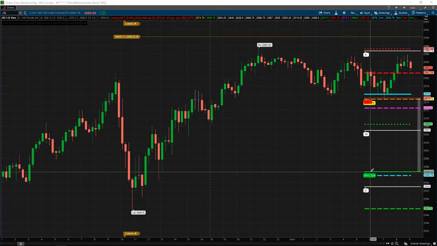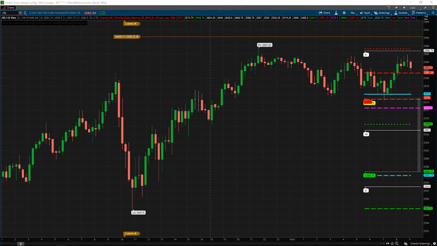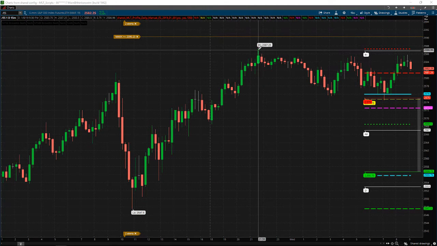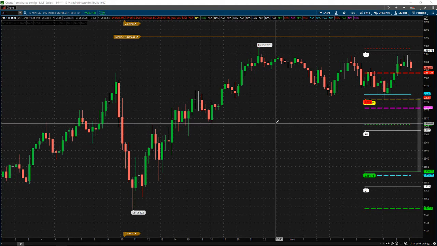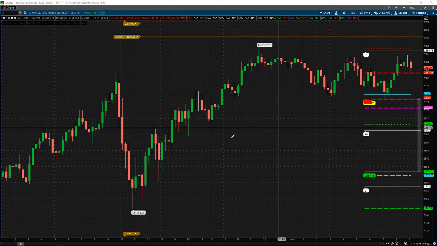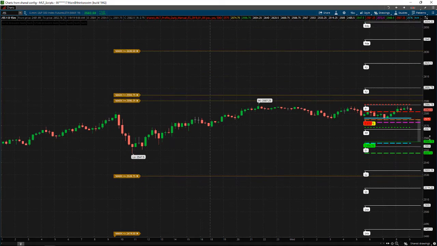European close 2555.75. Volume on the session came in at 1,619,000 contracts. All right, and then let's take a look. Overnight high right there. I think that was right after the speech, right there at 2587.25. Overnight low 2568.50.